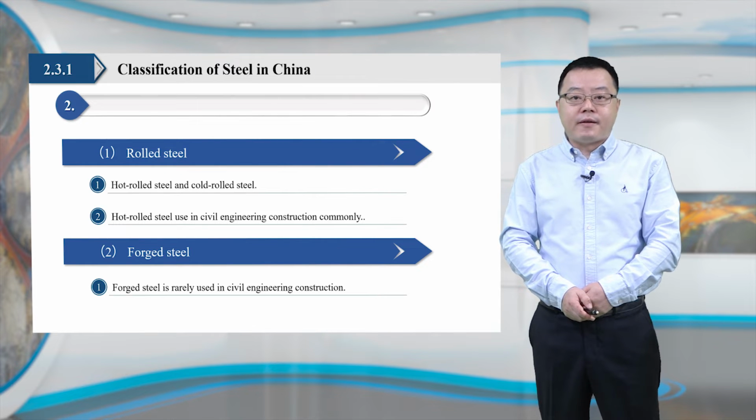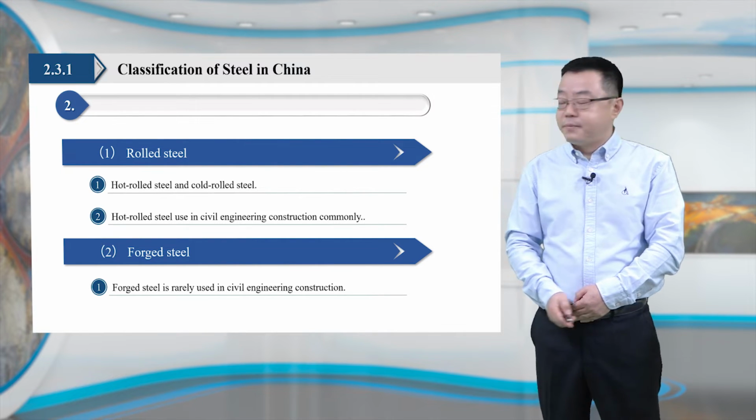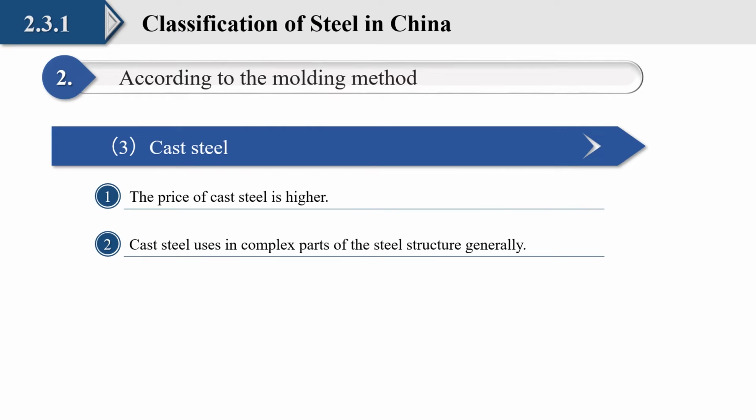According to molding method, steel divides into rolled steel, forged steel, and cast steel. The rolled steel divides into hot rolled steel and cold rolled steel. The hot rolled steel is commonly used in civil construction, and forged steel is rarely used in civil construction. The price of cast steel is generally very high, so it is used in complex parts of steel structure.